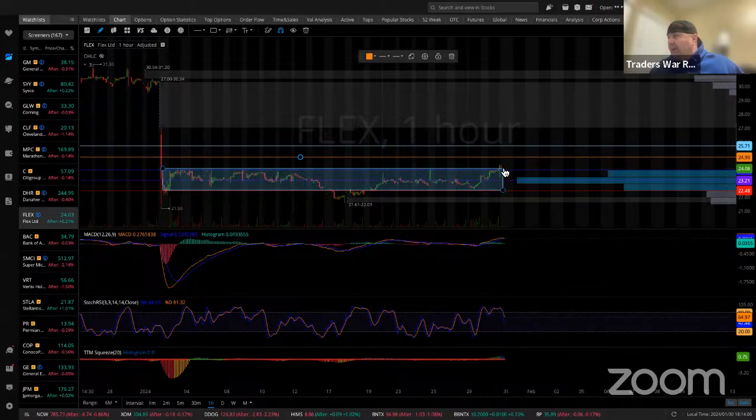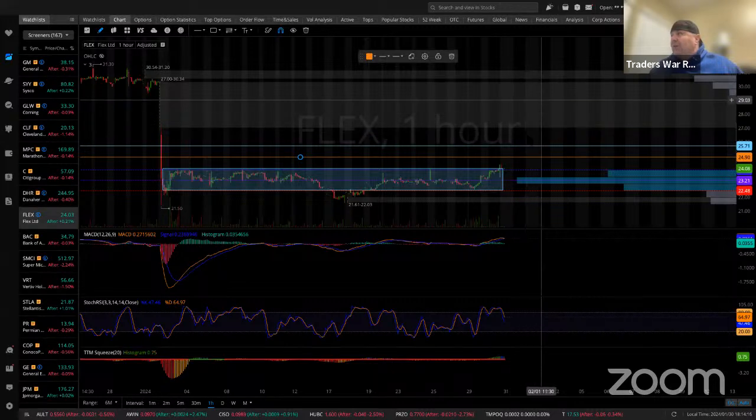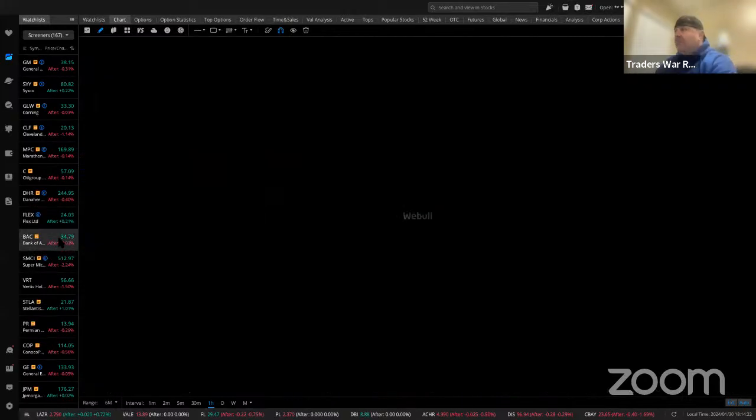So we break out of here, we pop up into this zone, we close above this zone, we're thinking long, boom, we're going to go ahead and swing and expect kind of a push into the gap zone here. All right, so that's one of the areas that we're looking at for this particular trade.